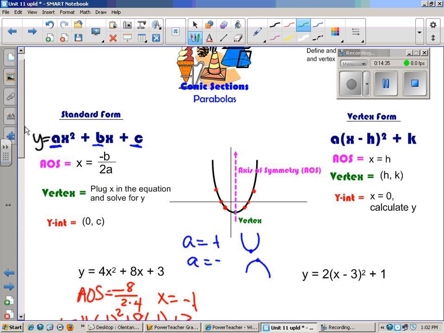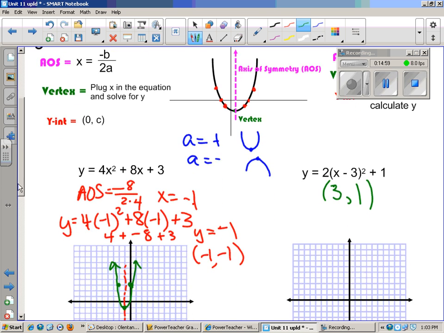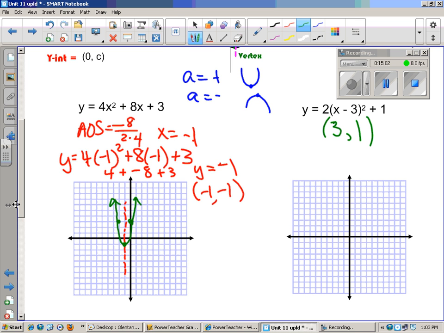It's much faster. So the vertex of my parabola is at (h, k). So in this equation, what's h? 3. Good. What's k? 1. So my vertex is at 3, 1. What's my axis of symmetry? x equals what? Well, what's h? 3. So my axis of symmetry is at 3.